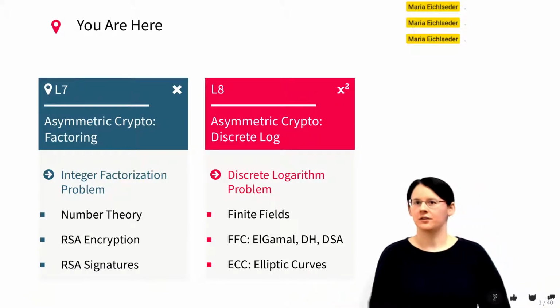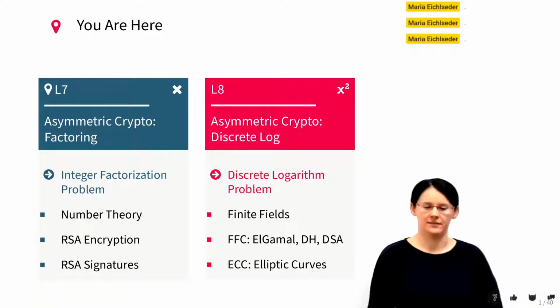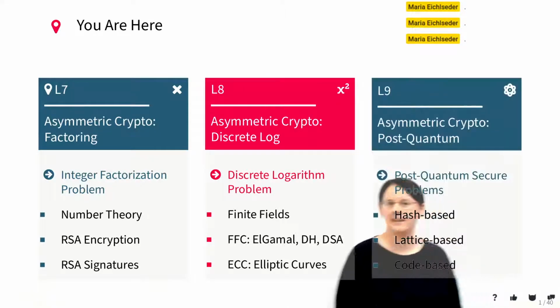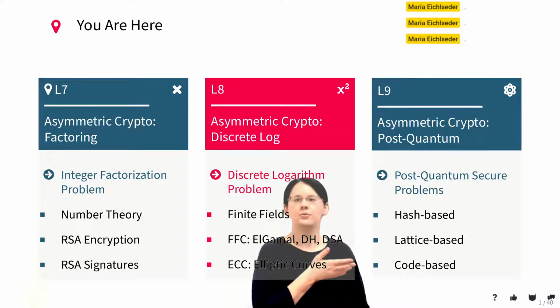This is the second out of 3 lectures on asymmetric primitives, because next week you will have a look at post-quantum secure asymmetric primitives.